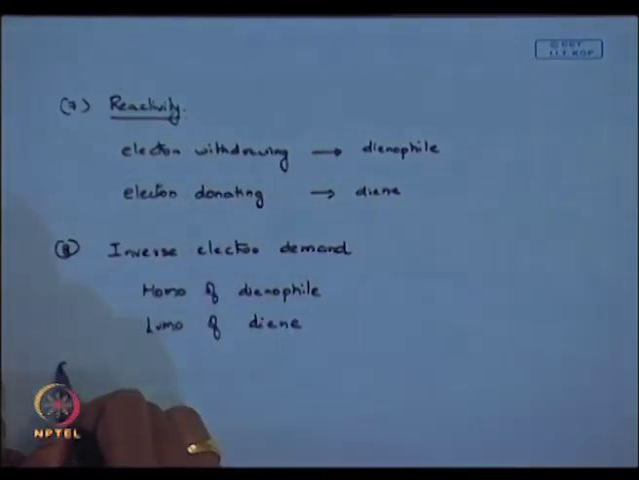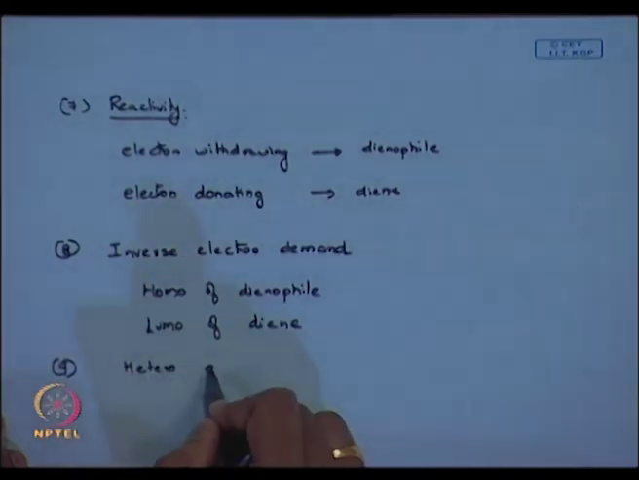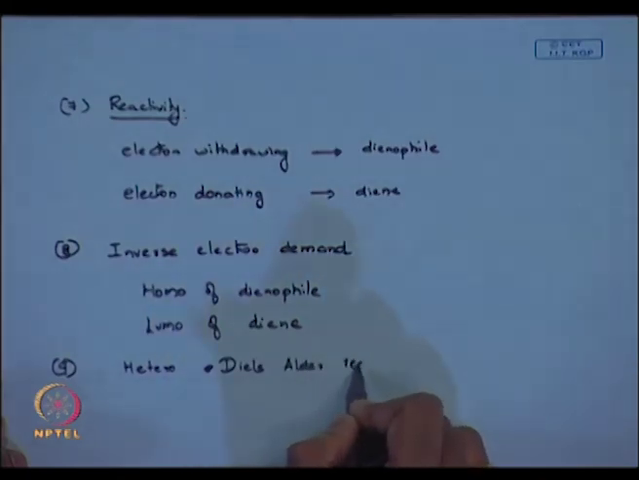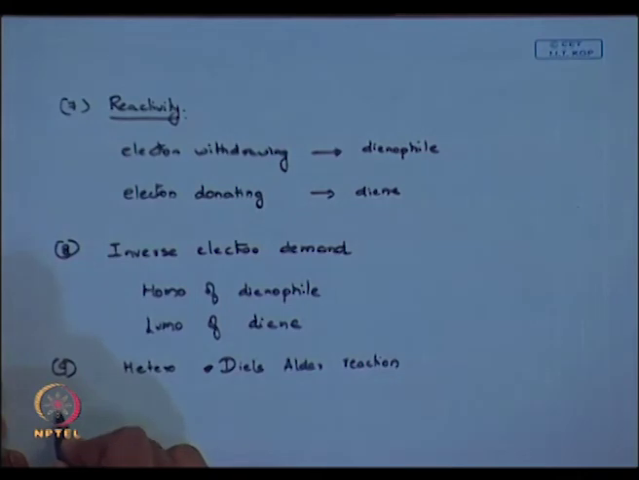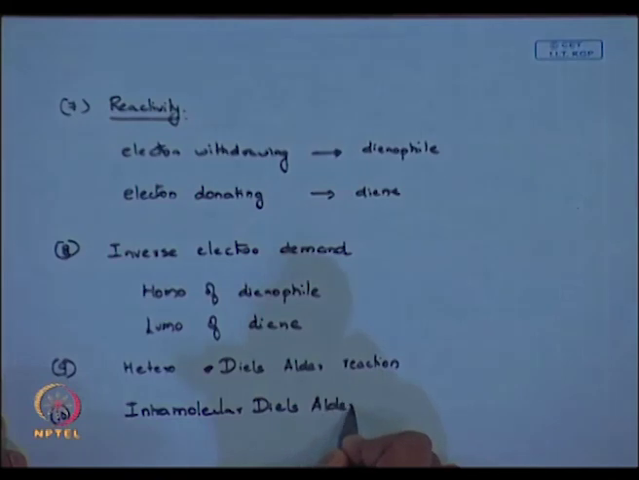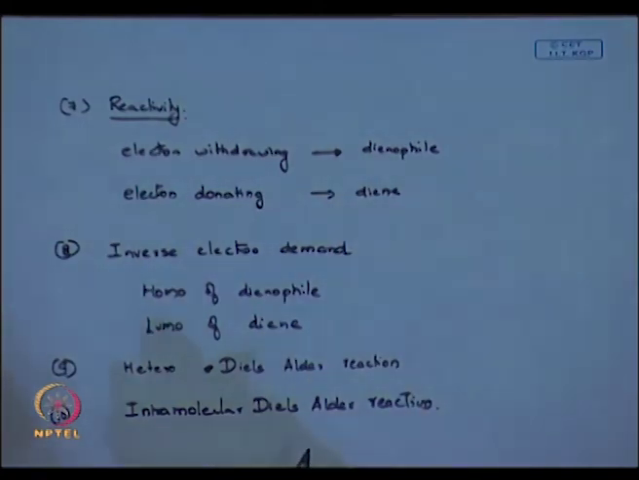Once we did our inverse electron demand, then we moved across to the scope, the hetero Diels-Alder reaction. Then finally, we ended up talking about the intramolecular Diels-Alder reaction. Fine. So, these are the broad areas where we covered the Diels-Alder reaction.